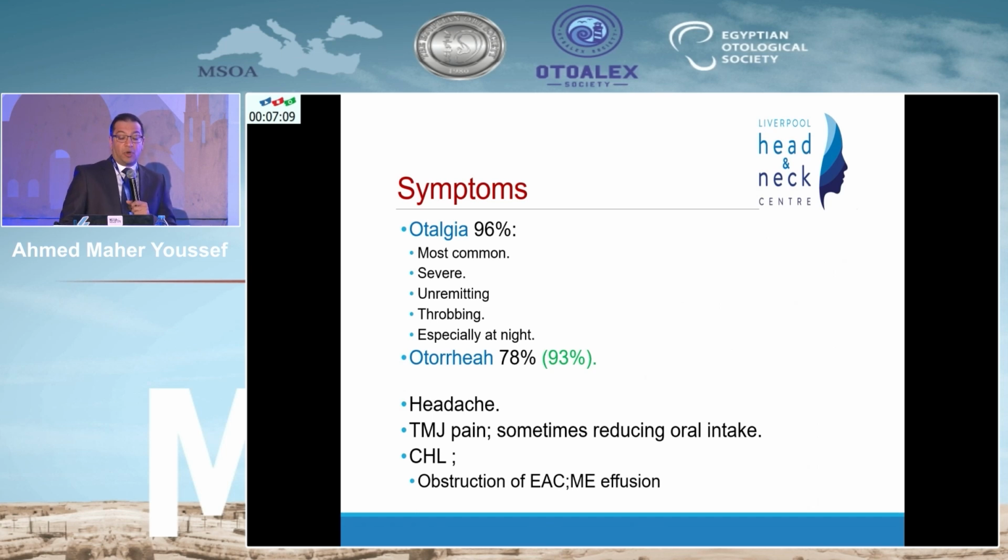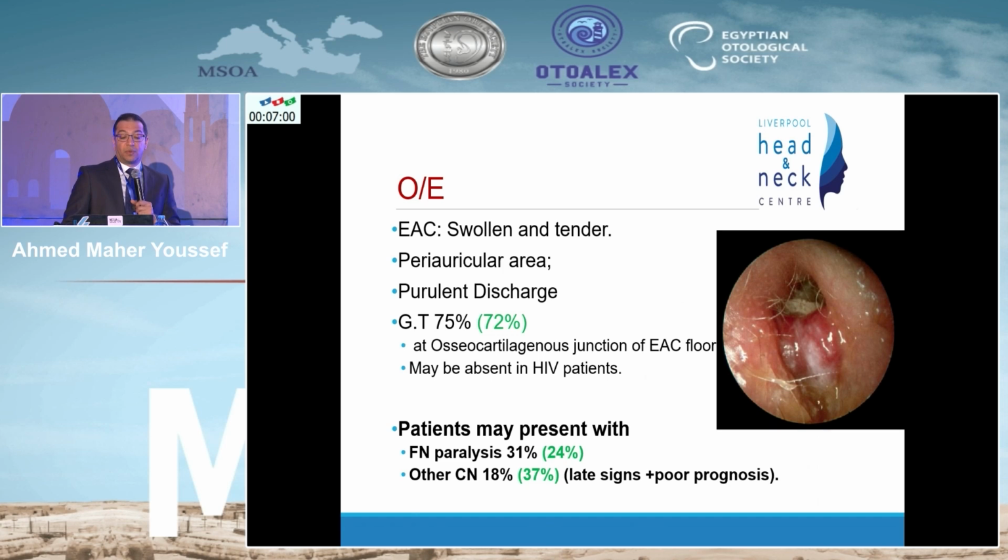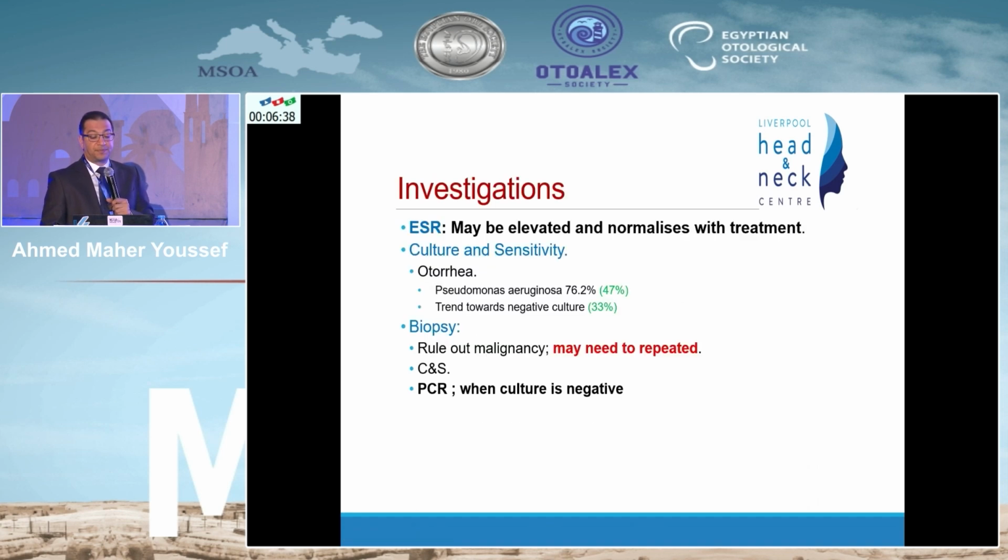Again, the hallmark is severe unrelenting otalgia, otorrhea, headaches, and conductive hearing loss. When we see these patients, you find a normal picture of otitis externa, but more exaggerated. You can see granulation tissue in about 72% of patients, but they can also present with facial nerve paralysis as well as other cranial nerves. In our cohort, about 37% presented with lower cranial nerve palsies.